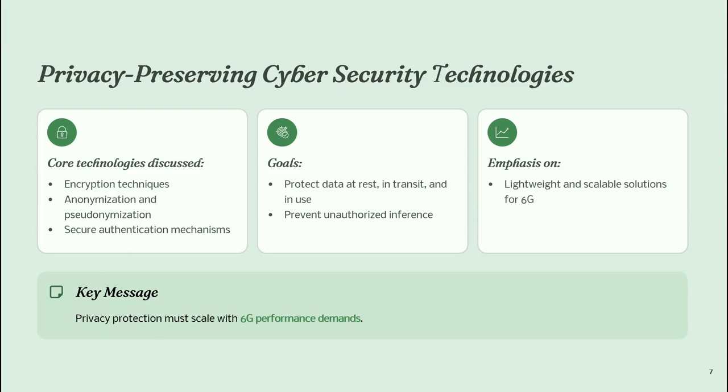Privacy-preserving cybersecurity technology. To address these challenges, the chapter discussed a range of privacy-preserving cybersecurity technologies. These include advanced encryption technology, anonymization and pseudonymization methods, and secure authentication mechanisms. The goal is to protect the data not only during transmission but also while it is stored and processed. Importantly, these solutions must be lightweight and scalable because 6G networks demand extremely high performance and low latency.